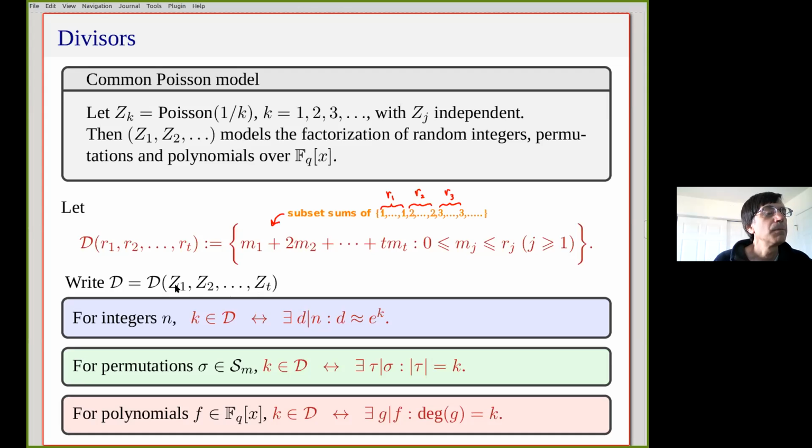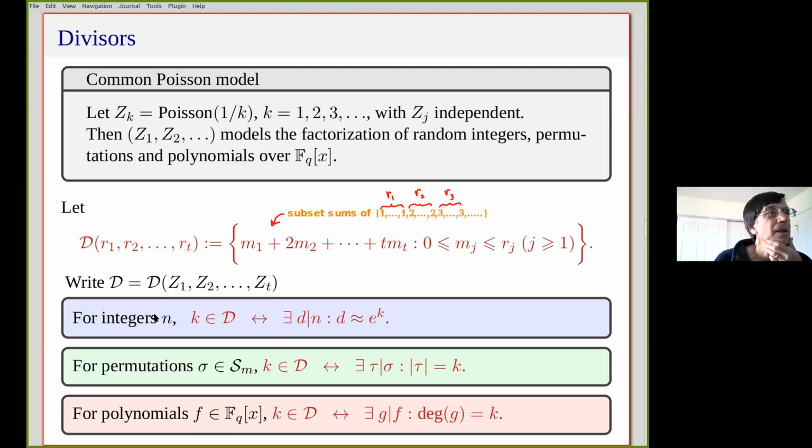And then plugging in these Poisson random variables, we have a random set, which I'll just refer to as script D. I'm not going to specify what T is here, but for the integer case, if you're looking at integers up to X, you'd take T about log X. For permutations in the symmetric group S_M, you take T to be M. And similarly, here you would take T to be the degree of f.